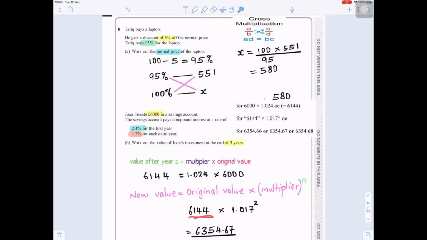So 6,144 times 1.017 squared, which gives you 6,354.67. It is money, so you give it to 2 decimal places. And that's your answer for that.